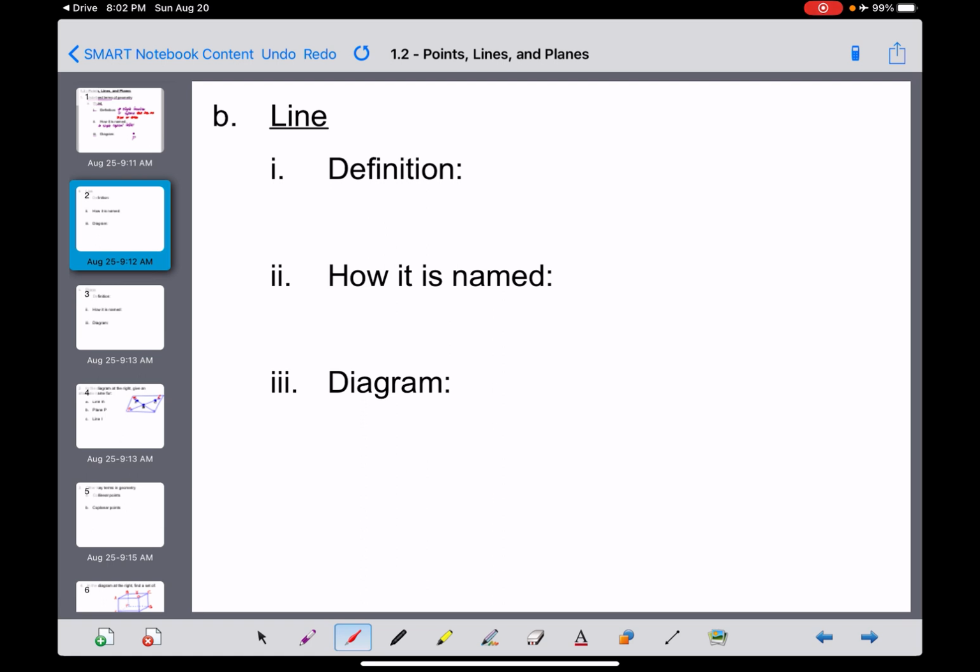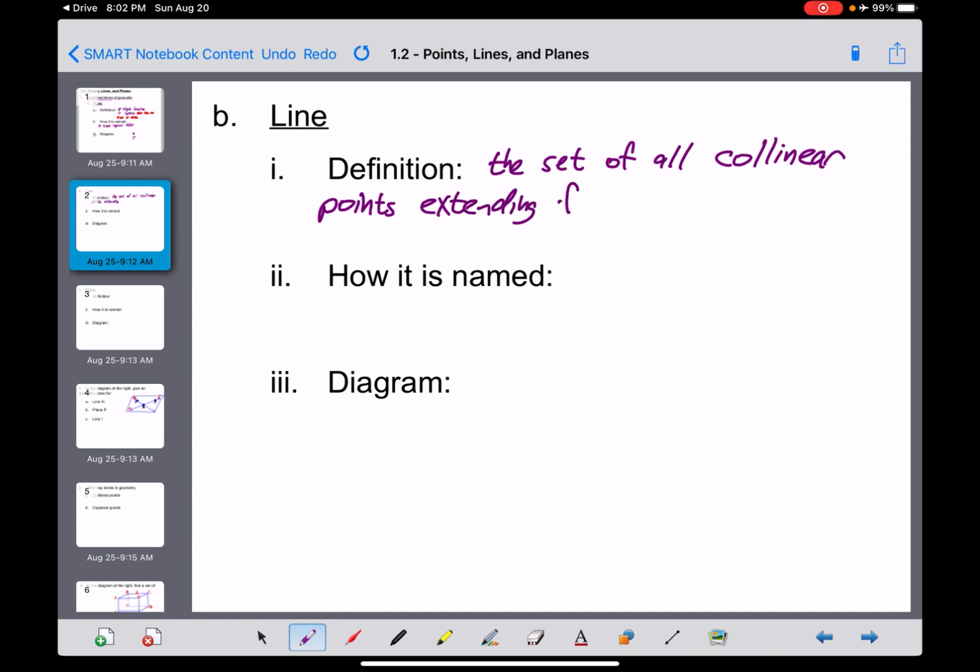If you put points together in a certain way, you now get our second undefined term of geometry, and that would be a line. Our definition of a line here is going to be the set of all, and I just realized I'm going out of order right here. I'm going to use a word that we haven't defined yet, and that's going to be collinear. The set of all collinear points extending infinitely is really the word. I'm going to go ahead and say extending forever in both directions.